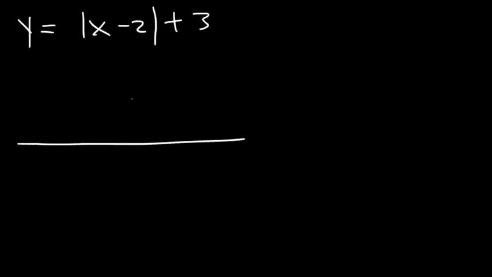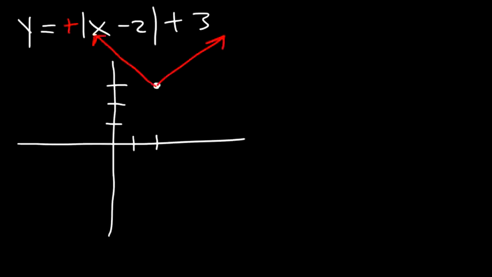So what if we have a combination of transformations? Let's say this graph. So it's going to shift 2 units to the right and up 3 units. So here's the vertex. And it's going to open upward with a slope of 1 to the right and with a slope of negative 1 to the left.